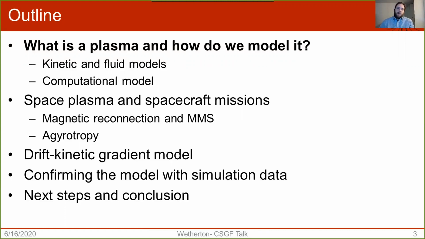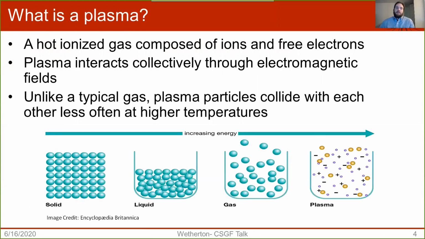So what is a plasma and how do we model it? A plasma is basically a hot ionized gas composed of ions and free electrons. So when you heat up a gas, it starts to ionize, free electrons break off, and you have ions. There can be neutral particles, but we won't consider those here. And when ions and electrons are together, they can interact electromagnetically, and you can have collective interactions with the ions and electrons and electromagnetic fields. So, unlike a typical gas, plasma particles collide with each other less frequently at higher temperatures, which means, among other things, that the electrical conductivity of plasmas is high.